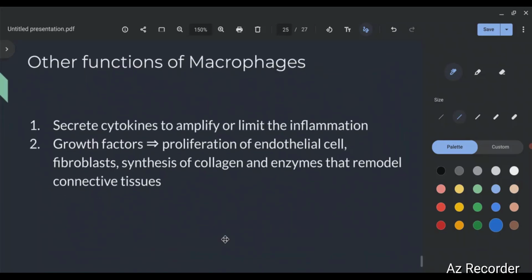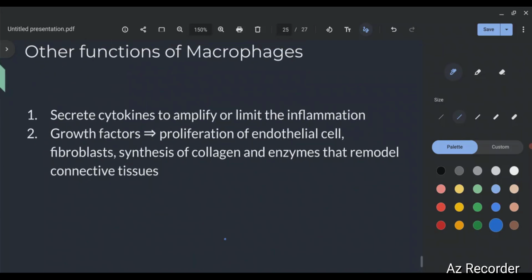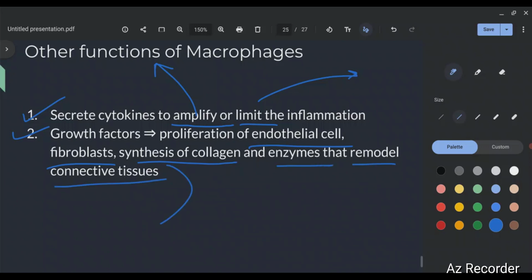Okay, what are the other functions of macrophages besides being phagocytes? Macrophages secrete certain kinds of cytokines that amplify the inflammatory process, and they also have the ability to secrete certain kinds of cytokines that limit the inflammation. So they have dual action, and these two actions are exact opposites of each other. So this is amazing. Okay, so macrophages secrete certain kinds of growth factors that stimulate the proliferation of endothelial cells. They stimulate the proliferation of your fibroblasts, they stimulate the synthesis of collagen, and they stimulate certain enzymes that remodel connective tissue. They actually stimulate connective tissue remodeling.